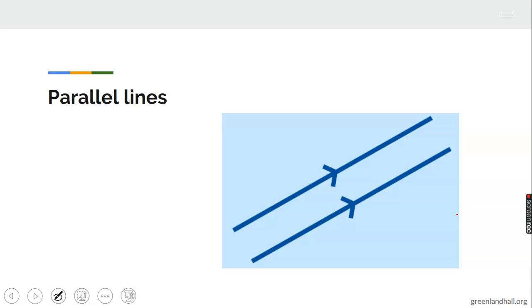Perpendicular line. Now let's go to parallel line. Parallel line. You can see that line there.